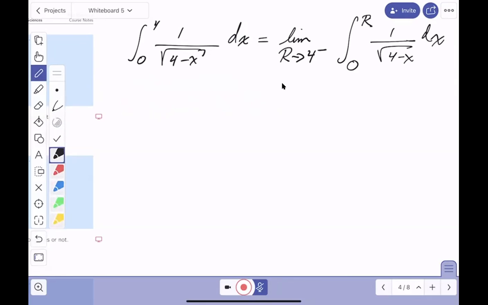All right, so what do I do? I've got to do this indefinite integral business over here. So what's it going to be? 1 over root 4 minus x.